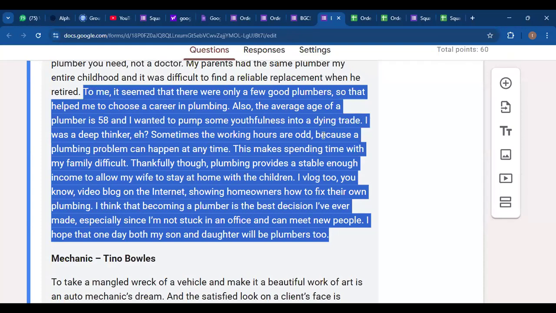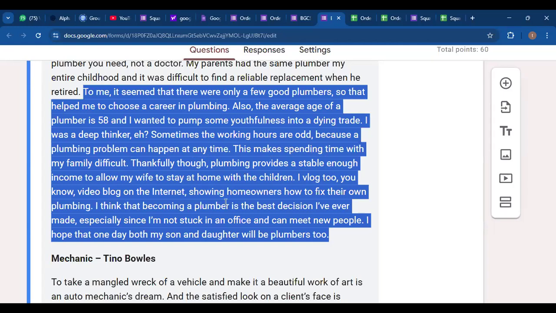Sometimes the working hours are odd because a plumbing problem can happen at any time. This makes spending time with my family difficult. Thankfully, though, plumbing provides a stable enough income to allow my wife to stay at home with the children. I vlog too, you know. Video blog on the internet, showing homeowners how to fix their own plumbing.